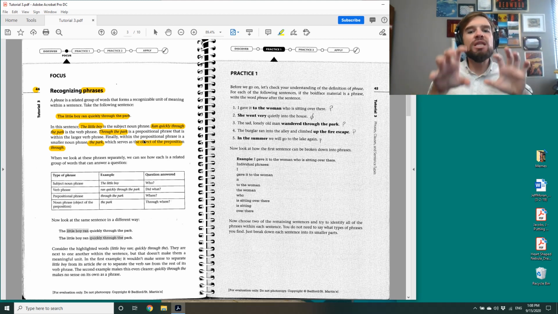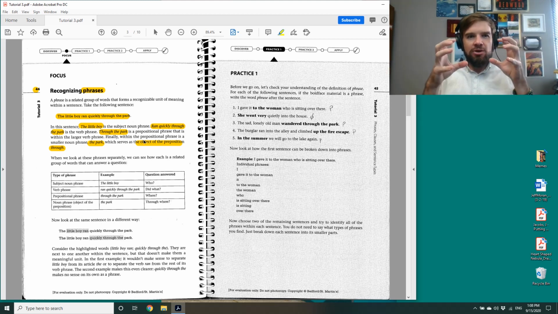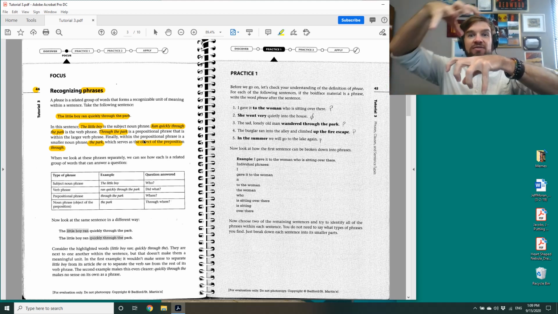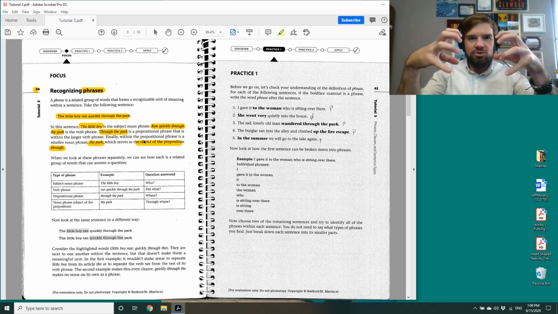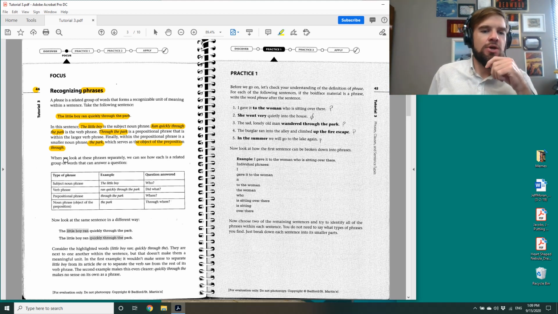And this is really what this chapter is all about, how to see the different types of phrases, how they come together. And just as Professor Ferris says here, very often you have phrases that live inside of other phrases, which live in even bigger phrases, right? And you start to see how these things add up together to create clauses and sentences. So when we look at these phrases separately, we can see how each is related to a group of words that can answer a question.